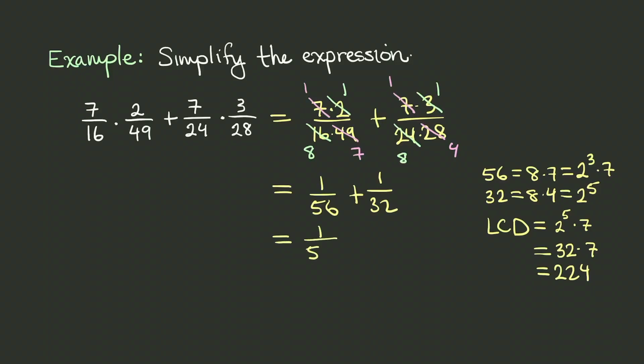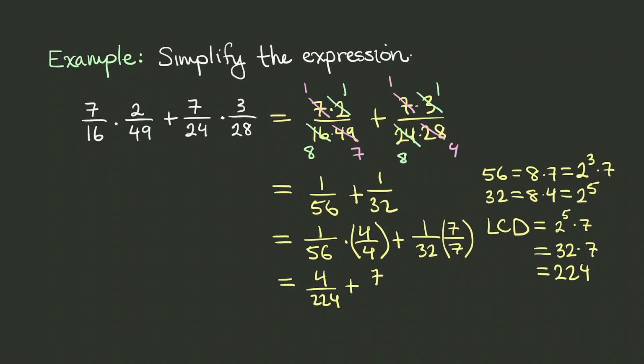So 1 over 56 is going to have to be multiplied by 4 over 4, because 4 times 56 gives us 224. And then 1 over 32 is going to have to be multiplied by 7 over 7. So when we multiply straight across, we'll get 4 over 224 plus 7 over 224. Now that we have the same denominators, we can add across the numerators, and so we'll have 11 over 224. The last thing that we need to do is just double check to see that 11 does not divide 224. It doesn't, and since 11 is prime, then this can't be reduced any further.